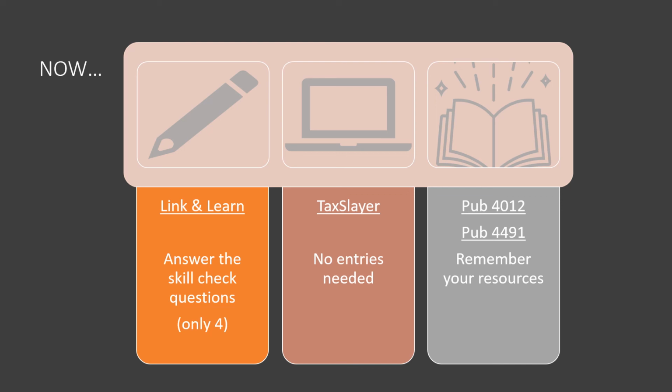And we talked about how TaxSlayer really does these calculations for us, that we're learning so that we can discuss this with our taxpayers if they have questions, which do come up regarding how much they expected to get and how much they are getting. So now that we've discussed all that, you can head on over to Link and Learn and answer the skills check questions. There's only 4 of them. TaxSlayer, again, there's no entries needed because TaxSlayer does these calculations.